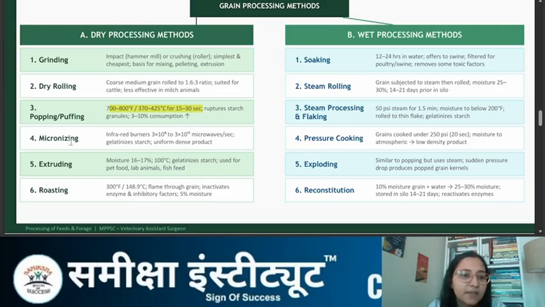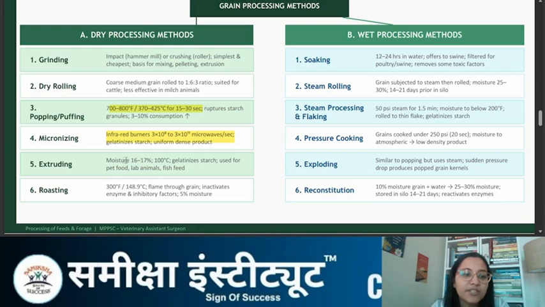Then next is micronizing. In micronizing, infrared rays are used, 3 × 10^8 to 3 × 10^11 microwaves per second. This is important. It gelatinizes starch and produces a uniform dense product.